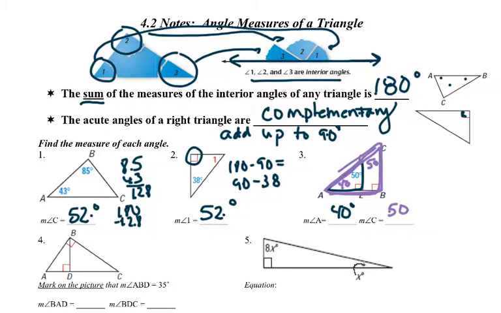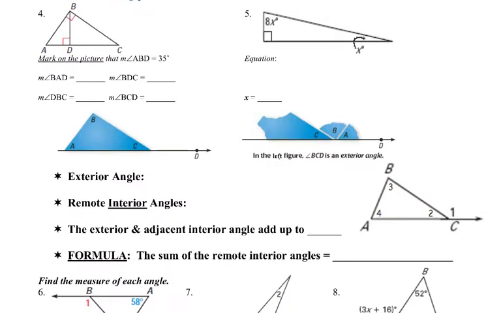Getting a little harder here with number 4, it said to mark on the picture that ABD is 35. ABD is this little angle right in there, 35. So maybe before I look at the actual questions, I'm just going to figure some out by myself. I look here and see there's a triangle. Let's see, 90 minus 35, wouldn't that be 55 here? So BAD is 55 degrees.